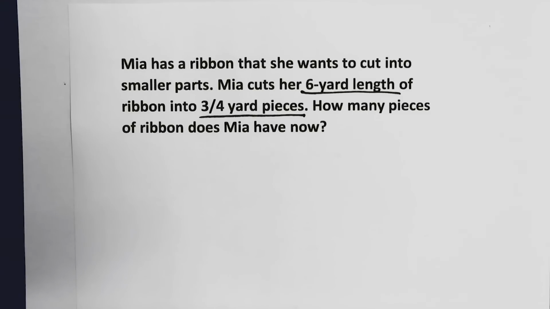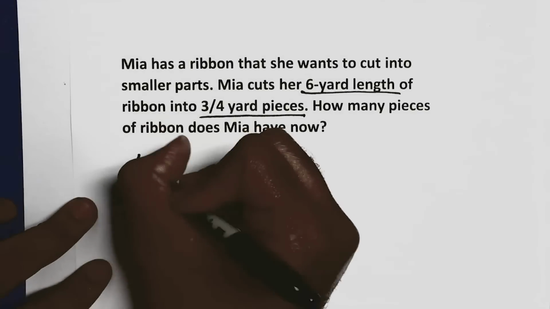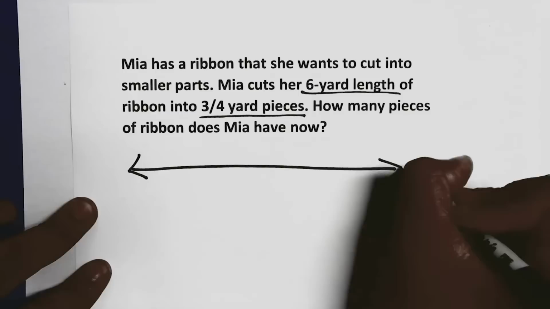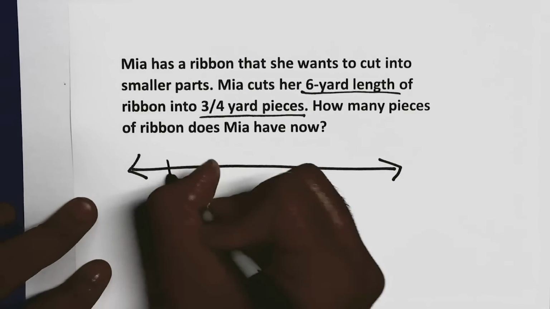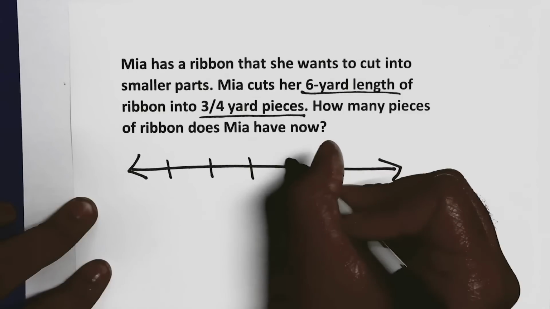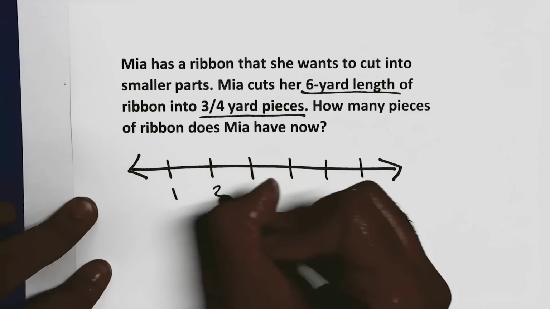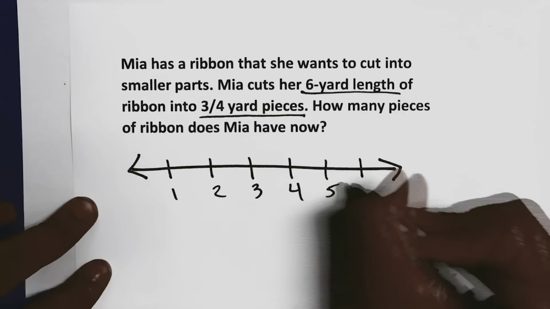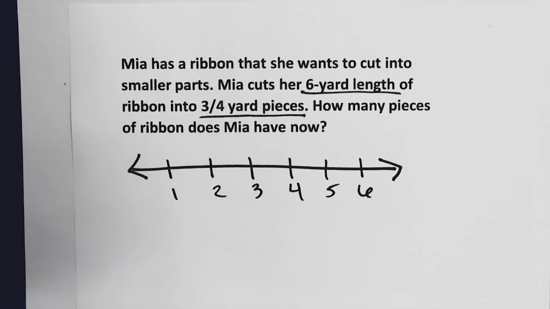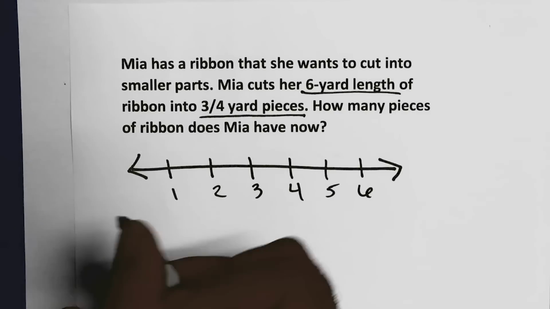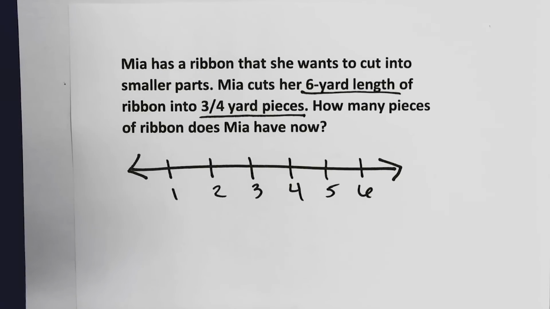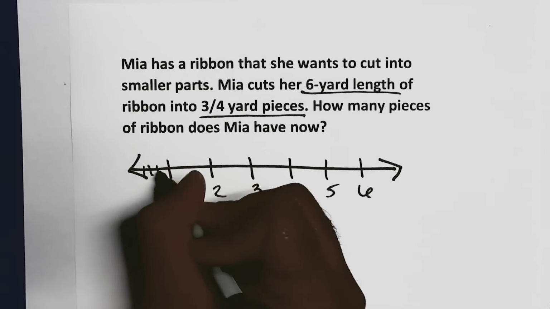Well, let's use a number line to find this out. So I'm going to draw a number line. And why did I go up to 6? Correct, because we know Mia cuts her 6-yard length of ribbon. So now I'm going to divide this up into fourths.